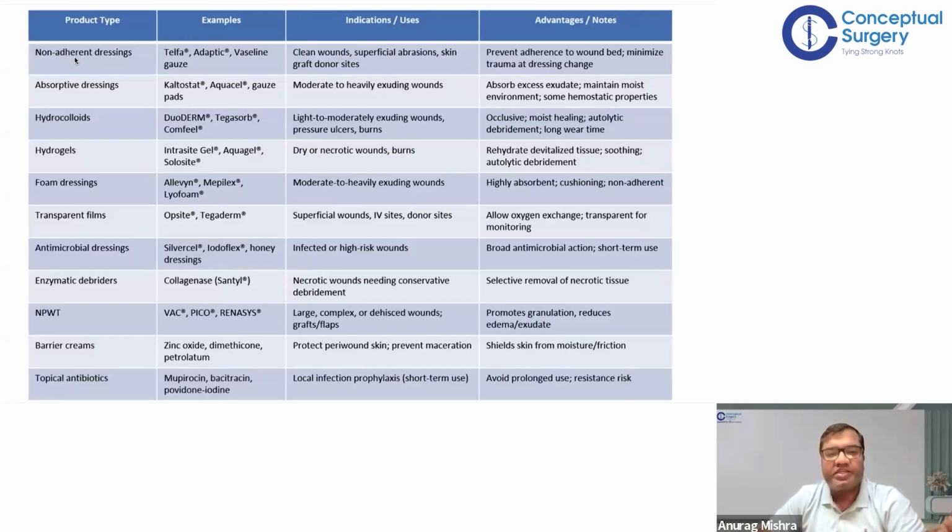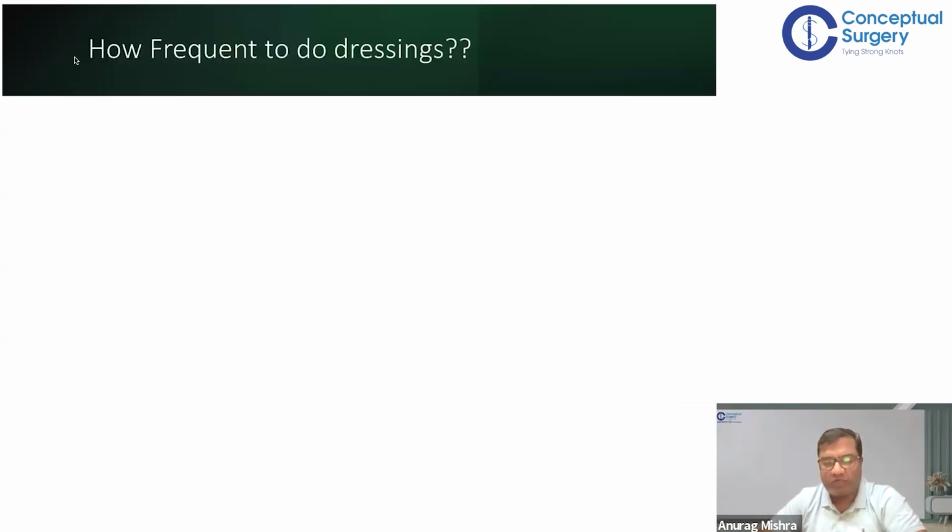Hydrocolloids, hydrogels, foam dressings, transparent dressings. Antimicrobial dressings are also there now, which are impregnated with different things. Natural enzymatic debriders are available. There are dressings which have extracts that promote wound healing. There are negative pressure dressings, which utilize vacuum to clear out the secretions as well as to improve healing. There are barrier creams available. A lot of things are available, but we cannot just randomly pick one product and start applying it. We have to understand what is required where.